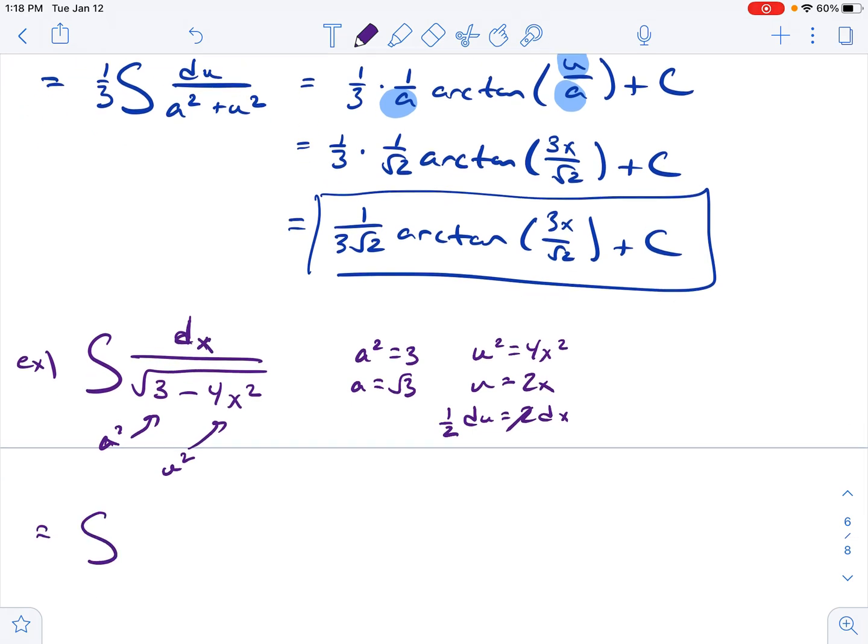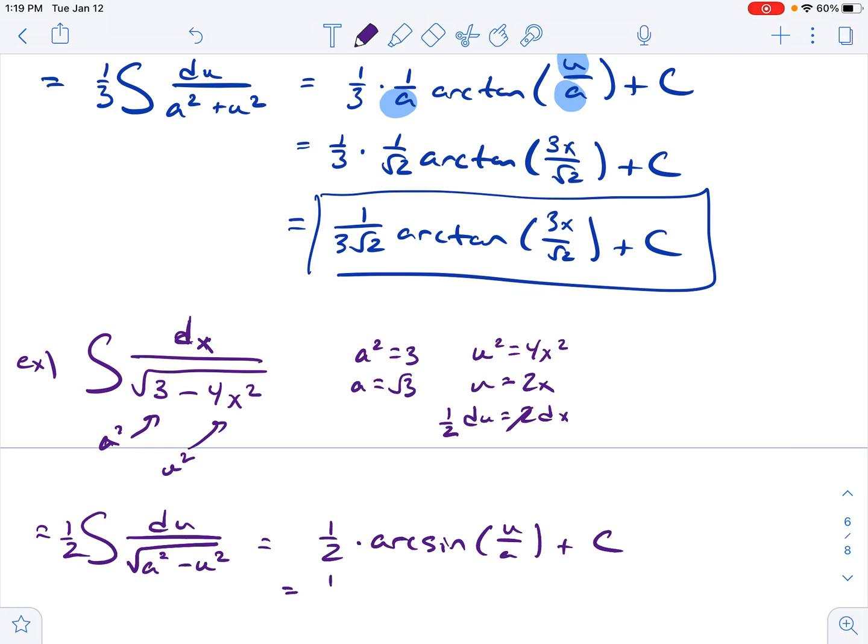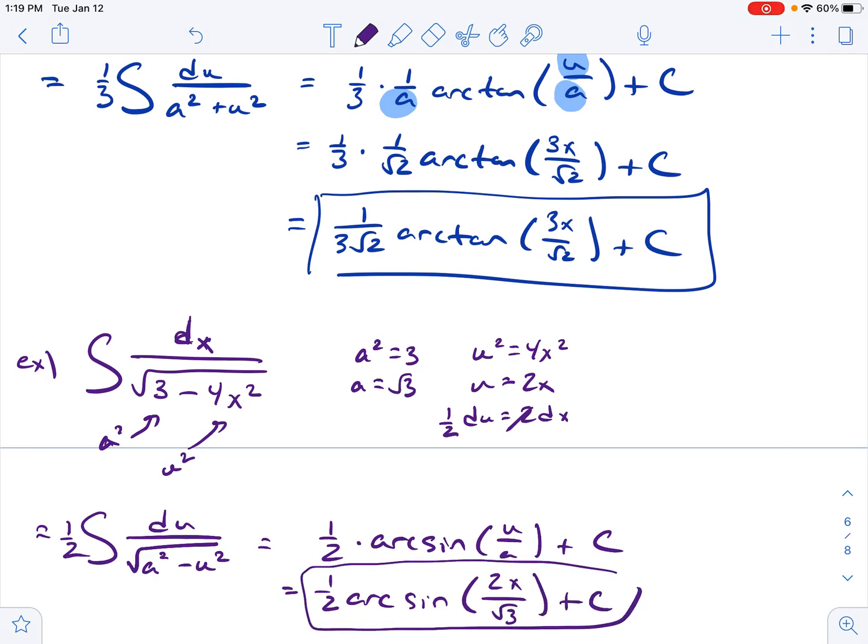So rewriting this now, the dx in the numerator became 1/2 of a du. In the denominator, we're writing that as radical a squared minus u squared. So keep the 1/2. For inverse sine, we get arc sine u over a plus c, 1/2 arc sine, in this case, 2x over radical 3 plus c. All right.